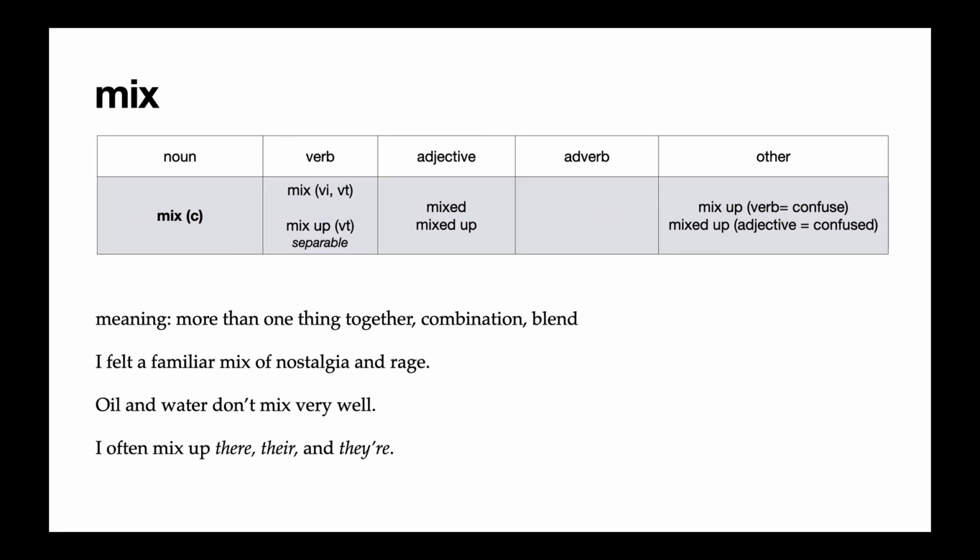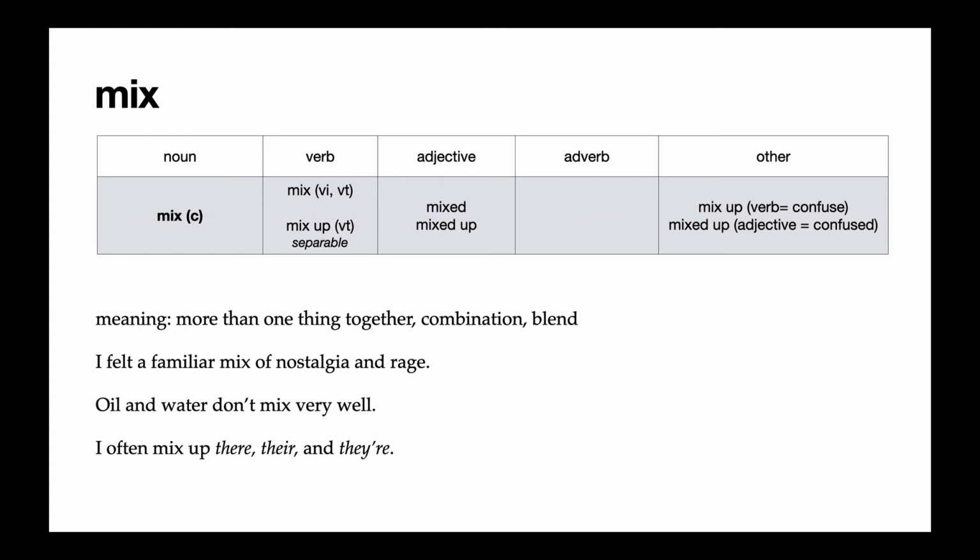Mix up is also used, which is our phrasal verb. And here's an example in the last sentence. I often mix up there, and there. And here, mix up means to confuse. Then the adjective forms, we have mixed or mixed up, or they are mixed up. That means it could be confused or things are mixed together.